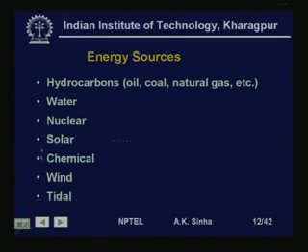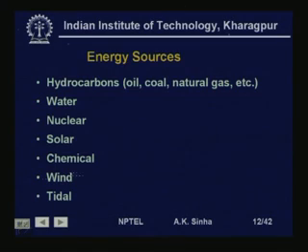Solar, wind and tidal are generally termed as non-renewable energy sources. So, solar energy, wind energy and tidal energy. Wind energy, of course, has become a very important aspect these days, and you might have seen many wind generators in coastal areas. So, India is using quite a substantial amount of its energy from wind. We will see all these things as we go on.